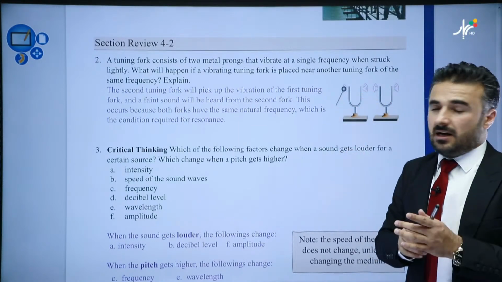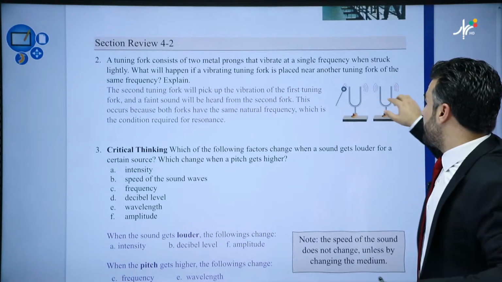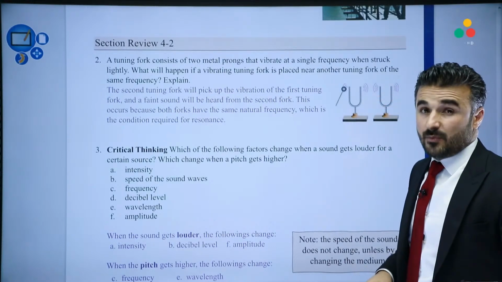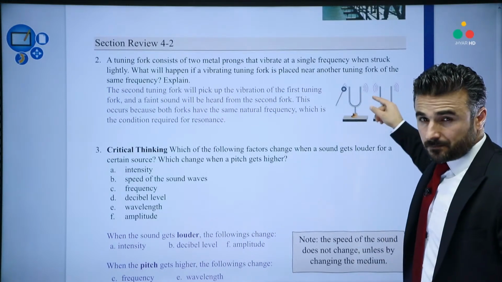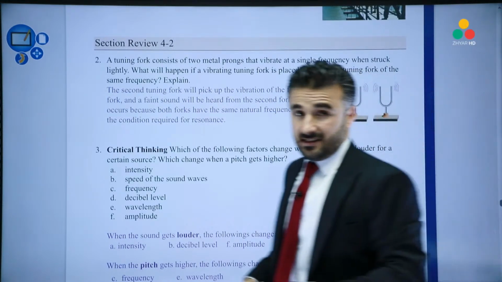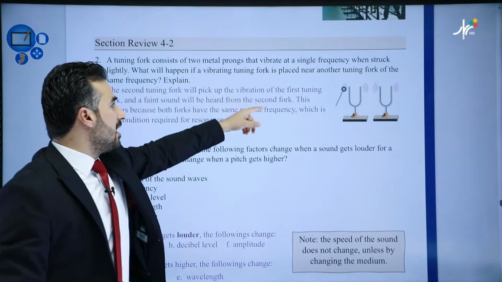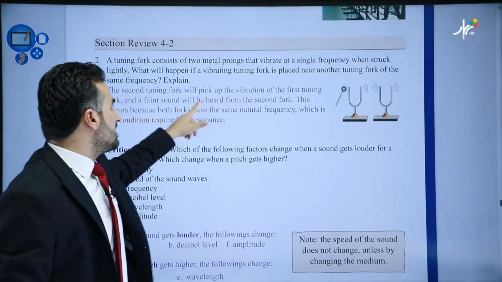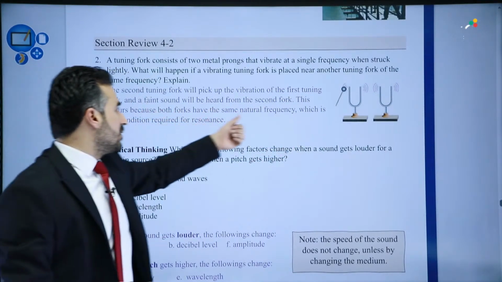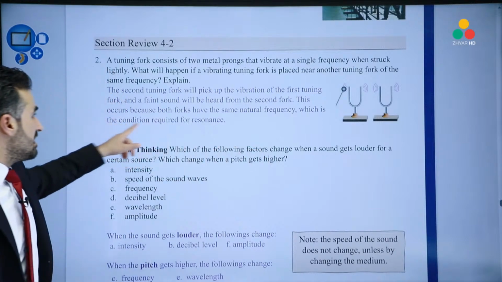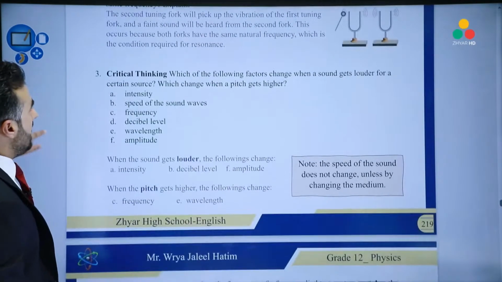So to make it short, the vibration of this one will be transferred to the second tuning fork. The second tuning fork will vibrate forcefully, and because this vibration matches the vibration of the first, this tuning fork will be set in resonance, or it will resonate. So the tuning fork will pick up the vibration of the first tuning fork, and a faint sound will be heard from the second tuning fork. This occurs because both forks have the same natural frequency, which is the condition required for resonance.